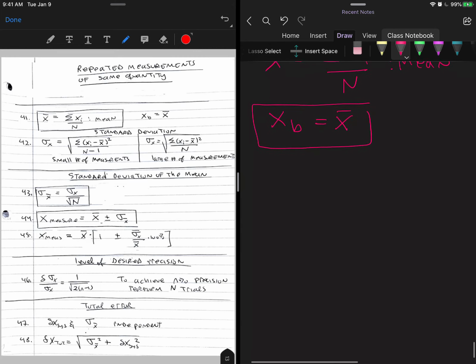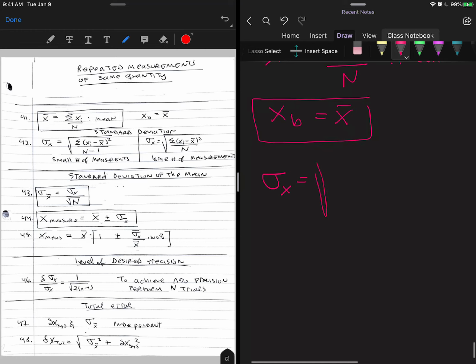And how do you get the error? The way to get the error is a two-step process. First, you're going to find the standard deviation, and that's defined by this formula. It's going to be the sum of your measured value minus the average, squared, divided by the number of measurements minus 1. For large measurements, n becomes really large, it can be as much as 1,000 or 1,000,000, so the 1 here can be insignificant. But in general, it's going to be over n minus 1.